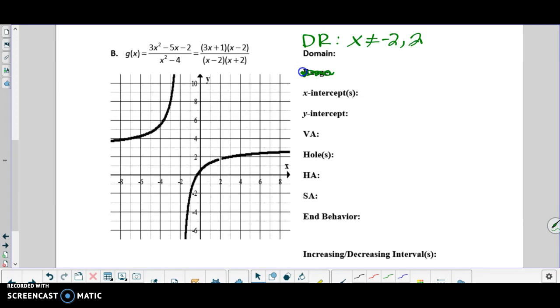Wait, are we on page 24? We're on this page. Which one? We're on B again. B on page 23, that really isn't page 23, it's just called page 23 because it's what I copied.